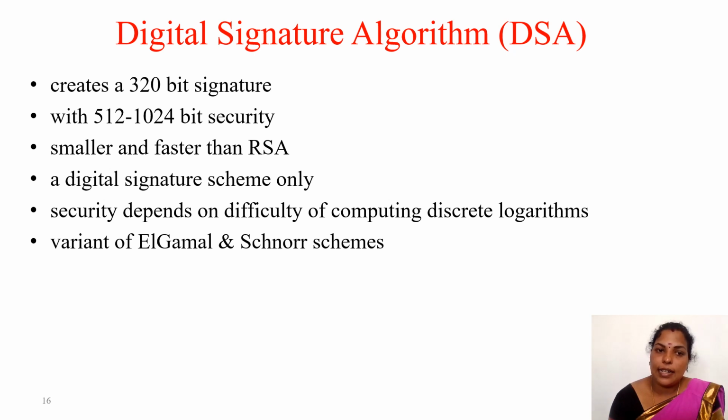Let us see the digital signature algorithm. It creates a 320-bit signature with 512 to 1024-bit security, and it is smaller as well as faster than RSA. RSA is a public key crypto system, but DSA is a digital signature algorithm, used to generate the digital signature. It is a digital signature scheme only, and its security depends on the difficulty of computing discrete logarithms. In all the digital signature schemes, the security depends on the difficulty of computing discrete logarithms. DSA is a variant of the ElGamal as well as the Schnorr scheme. So whatever methodology is applied there, there is only some slight variation in this digital signature algorithm.